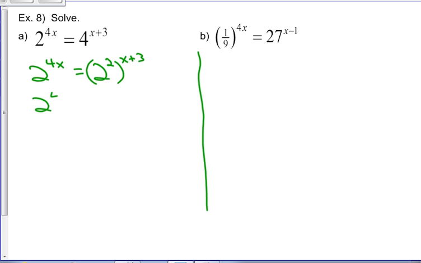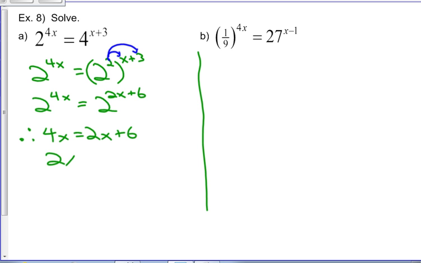Now I know when I have powers to powers, I multiply them. So I'm going to need to multiply this 2 by x and by 3. That gives me 2 to the 2x plus 6. Now we have a common base. We're going to equate the exponents. You can write it with the therefores or not. Doesn't matter. 2x equals 6. X equals 3. You can go and check it, and it will work out for us.